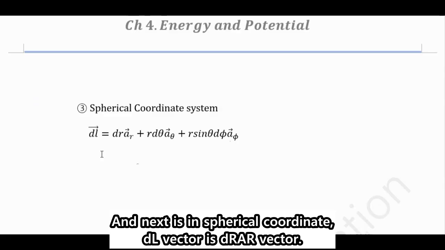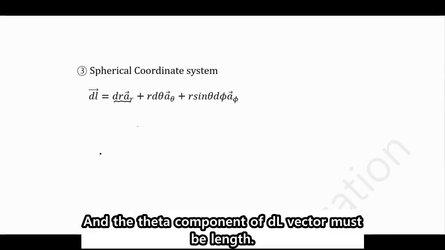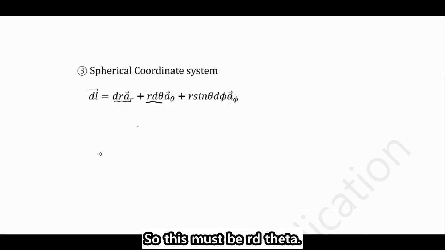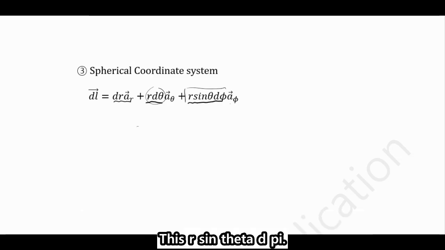And next is spherical. In spherical coordinates, the dL vector is dr a_r vector, and the theta component of the dL vector must be length, so this must be r d theta. Also, the phi component of the dL vector must be length, not angle. This is r sin theta d phi.